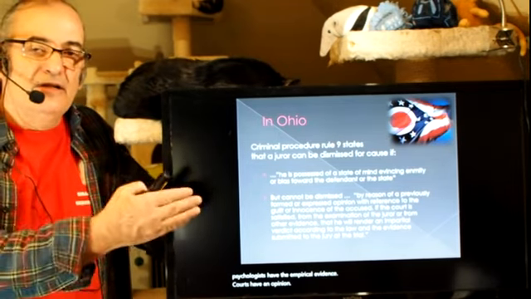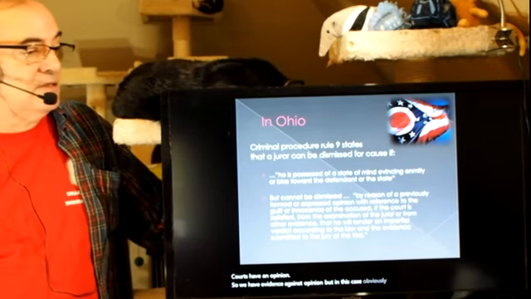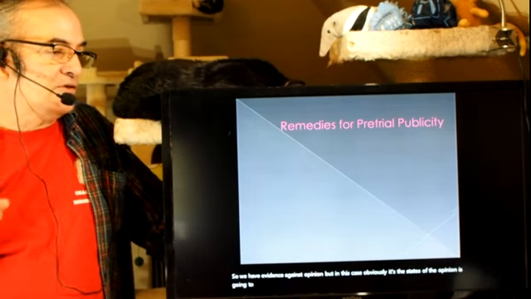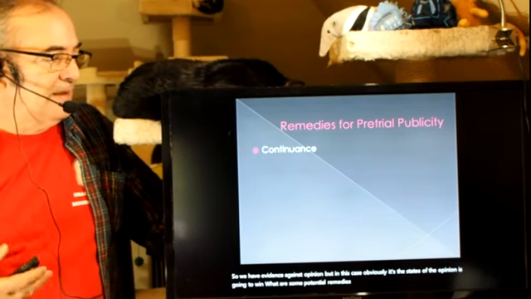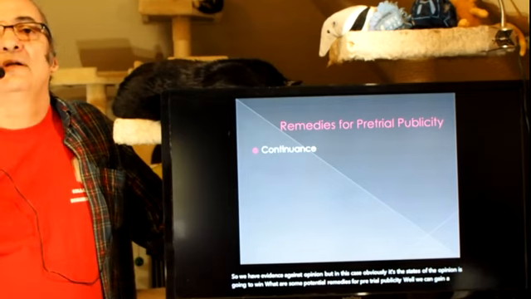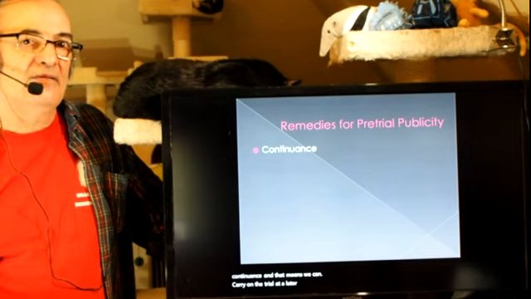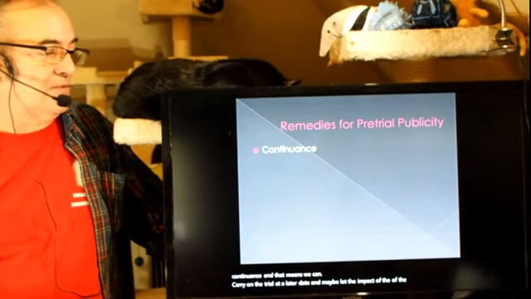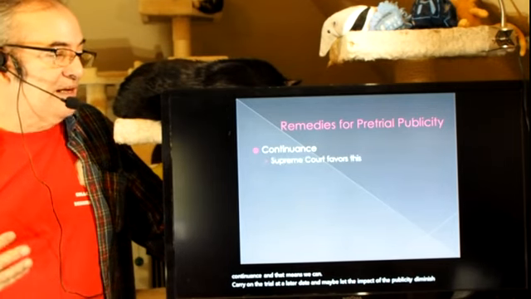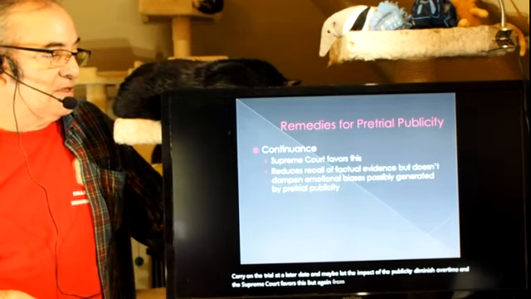So we have evidence against opinion, but in this case, obviously, it's the state, so the opinion is going to win. What are some potential remedies for pretrial publicity? Well, we can gain a continuance, and that means we can carry on the trial at a later date and maybe let the impact of the publicity diminish over time. And the Supreme Court favors this, but again, from a psychological point of view, what do we see?